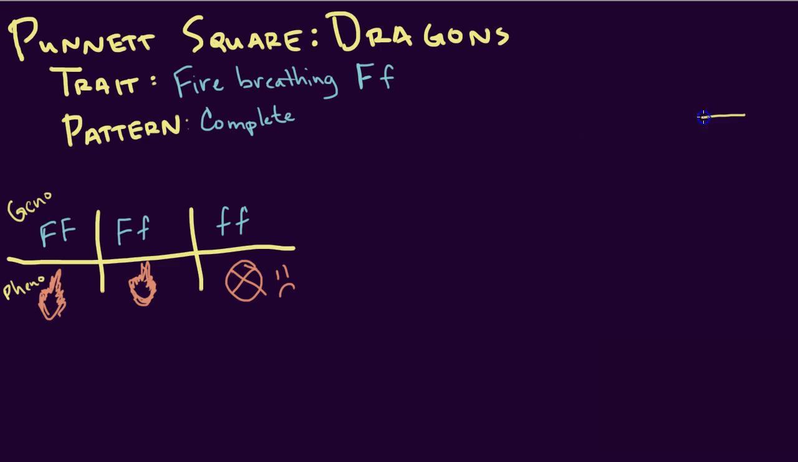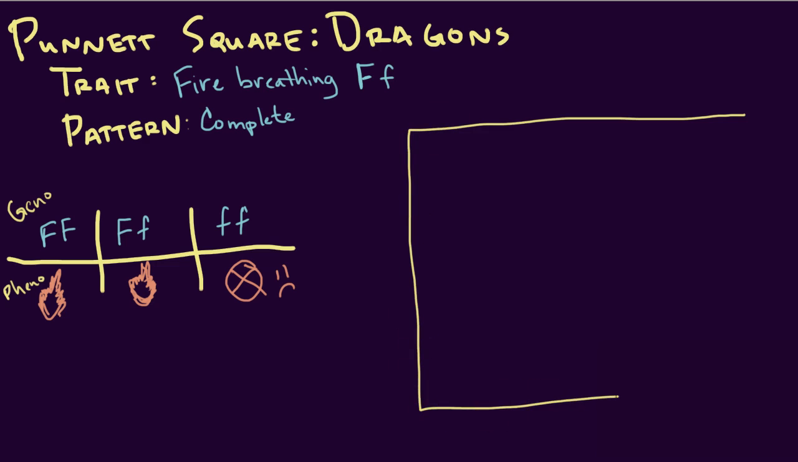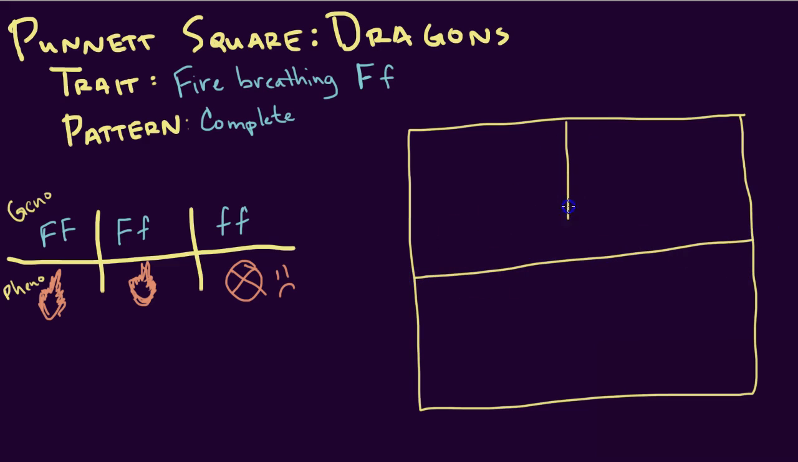So next part, the actual Punnett square part. Going to make a nice big Punnett square here. Oh, I don't like that line. Let's try this one more time. Okay, so last but not least, we need to figure out what kind of alleles dad is giving us, and what kind of alleles mom is giving us. So let's pretend for a minute that dad actually can't breathe fire. Dad is little f little f, and mom is a fire breather, and she is going to be heterozygous.